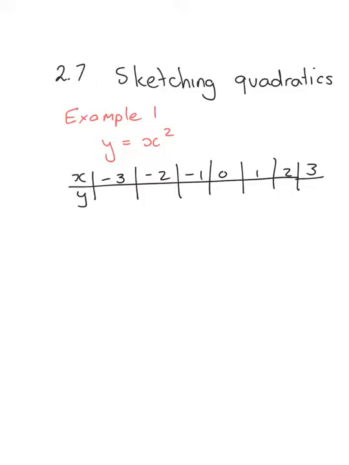We now substitute the x values into the equation to find the corresponding y value. Y equals x squared. If x is -3, y will equal -3 squared, which equals 9. If x is -2, -2 squared is 4. If x is -1, y equals -1 squared, which is 1. If x is 0, y equals 0 squared, which is 0. When x is 1, y equals 1 squared, 1. When x is 2, y equals 2 squared, 4. And when x is 3, y equals 3 squared, 9.